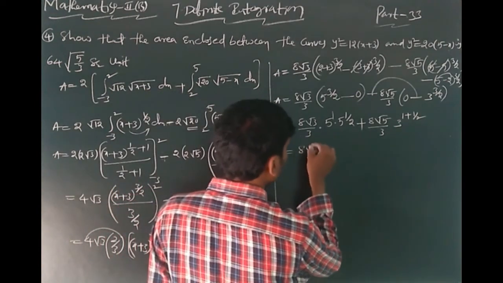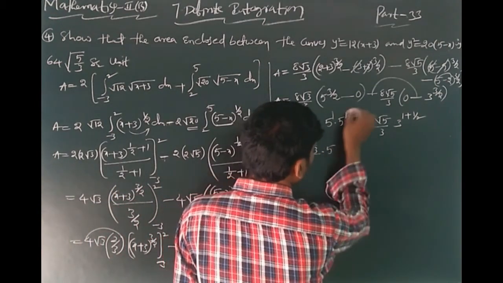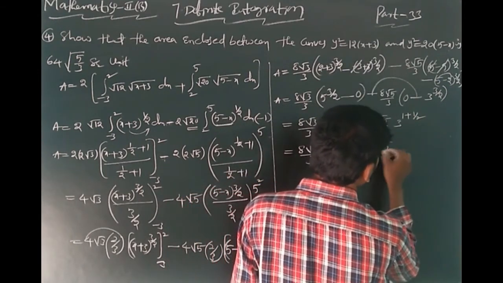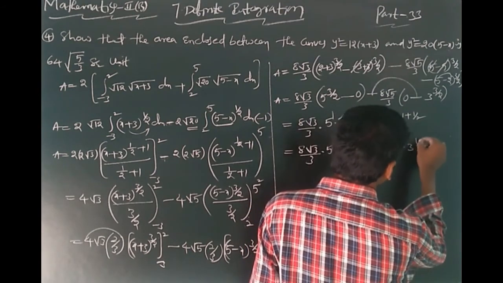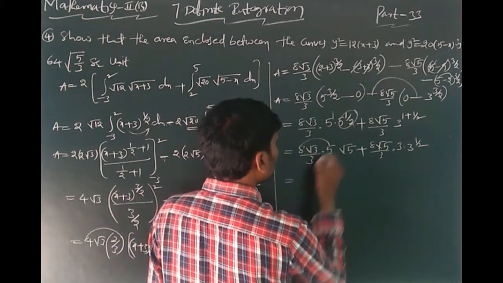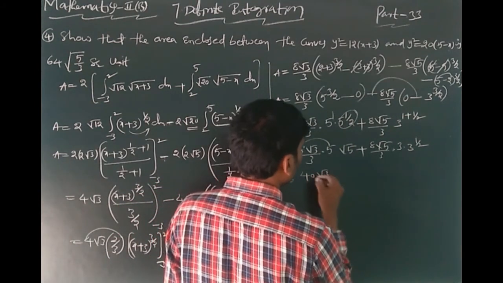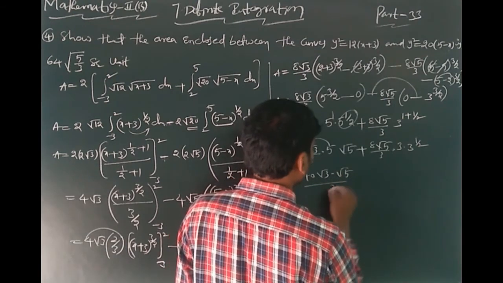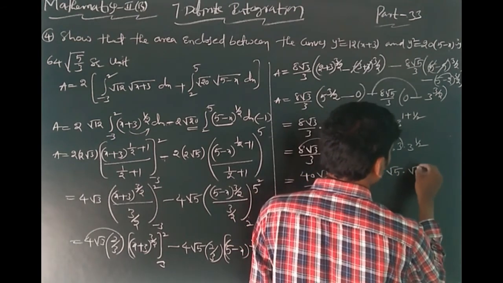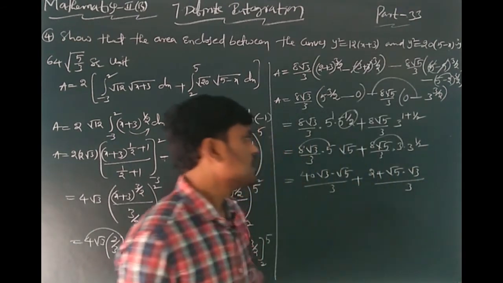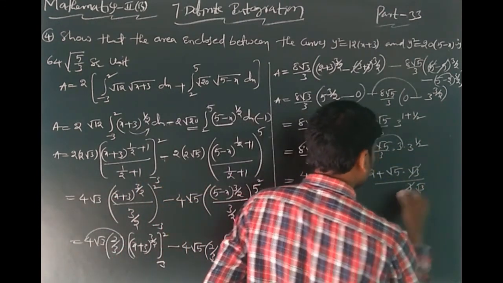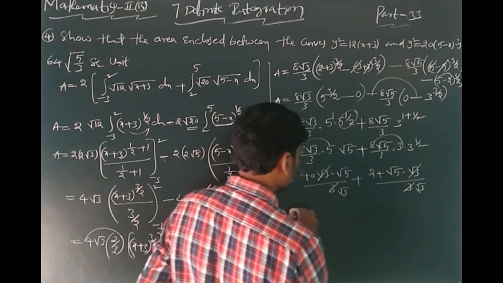After that, 8 root 3 by 3, 5 into 5 power 1 by 2 minus square root of 5, plus 8 root 5 by 3, 3 into 3 power 1 by 2. You can write 3 power 1 by 2. After that, 8 5s are 40 root 3 into root 5 by 3 plus 8 3s are 24 square root of 5 square root of 3 by 3. Here one square root of 3 and one square root of 3 get cancelled.